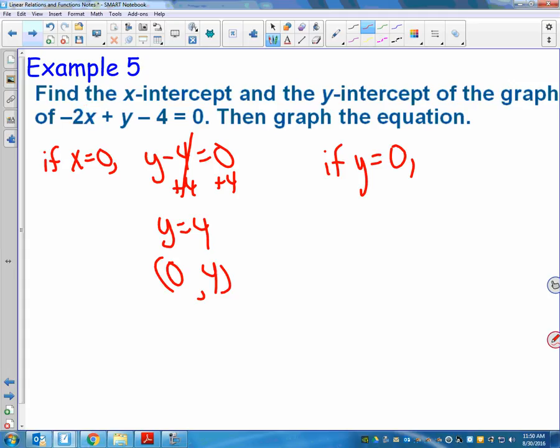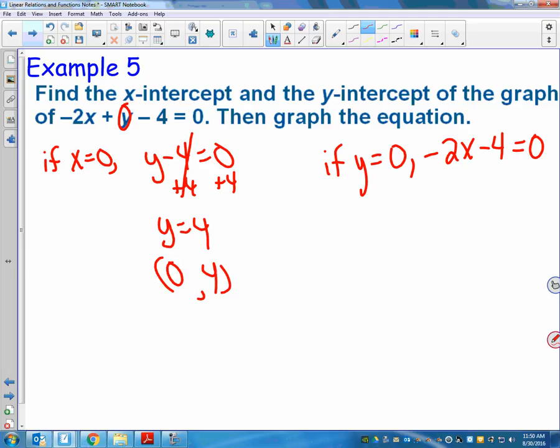Now if y equals 0, you could actually plug it in there. But again, for me, I always just like to cover it up. Like y is gone. And what am I left with in this problem? Negative 2x minus 4 equals 0.